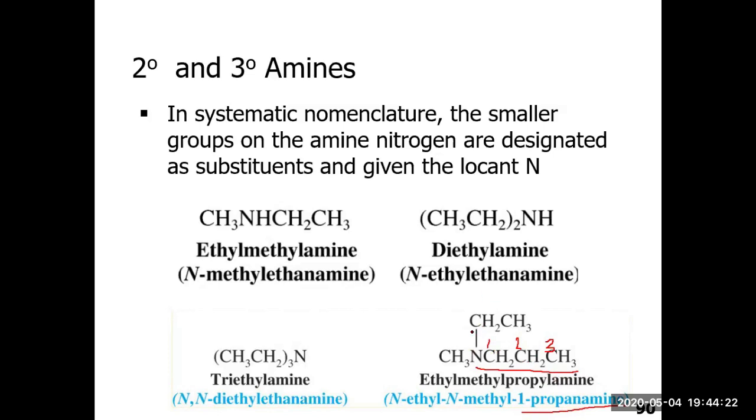Now, the smaller groups bonded to the nitrogen are given by the locant N. We have an ethyl group, so that becomes N-ethyl, and we have here your methyl group, so that becomes N-methyl. So the final name for this molecule is N-ethyl N-methyl 1-propanamine. Just a piece of advice, whenever you write the substituents, they should be written in alphabetical order.